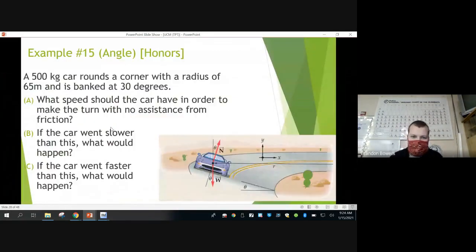We're gonna try one of these, and we're gonna get to universal. All right, so problem 15: a 500-kilogram car rounds a corner of a radius of 65 meters and is banked at 30 degrees. What speed should the car have in order to make the turn with no assistance from friction?